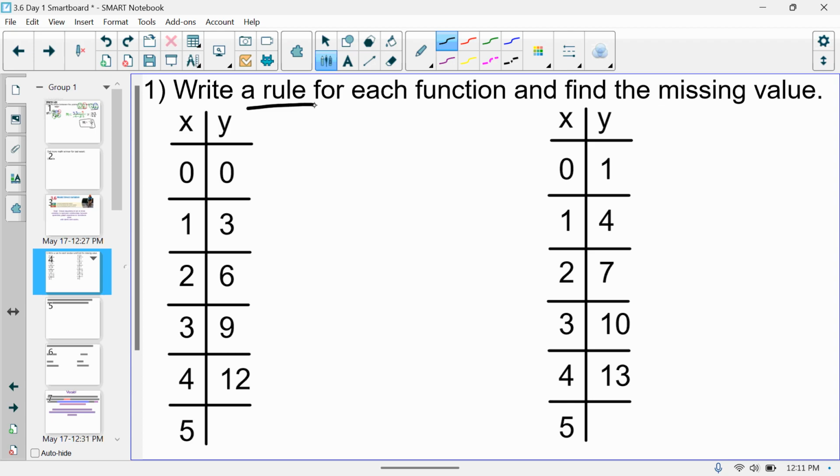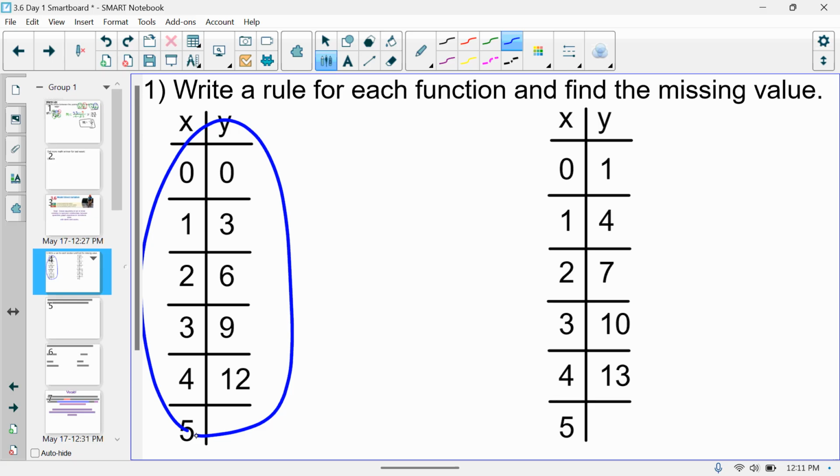When we have to write a rule, we want to kind of look for patterns. So when you look at this table on the left here, I want you to tell me anything you notice about it at all. Specifically, like what can I do to X to get Y? Do you see any patterns at all here about what is happening? Eli?